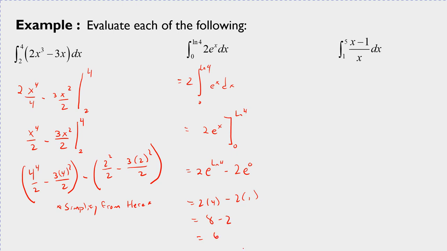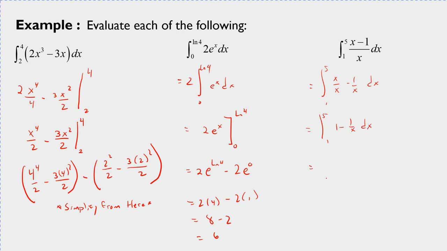Just gets you 6. Okay, to do this one here, what you would do is you'd actually break it up. So the integral from 1 to 5 of (x minus 1) over x. So what you would do is you'd write this as x over x minus 1 over x dx. Well, x over x simplifies to 1 minus 1 over x dx.